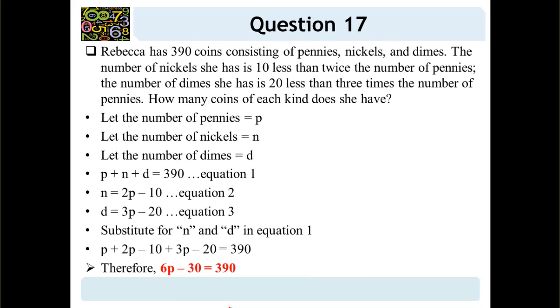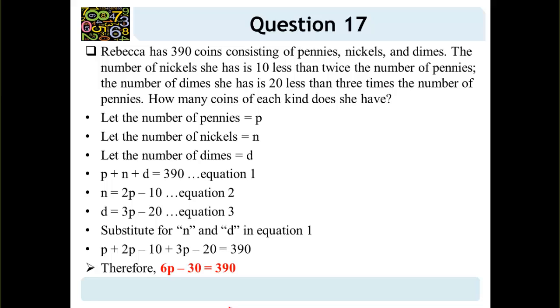Question 17. Rebecca has 390 coins consisting of pennies, nickels, and dimes. The number of nickels she has is 10 less than twice the number of pennies. The number of dimes she has is 20 less than 3 times the number of pennies. How many coins of each kind does she have?